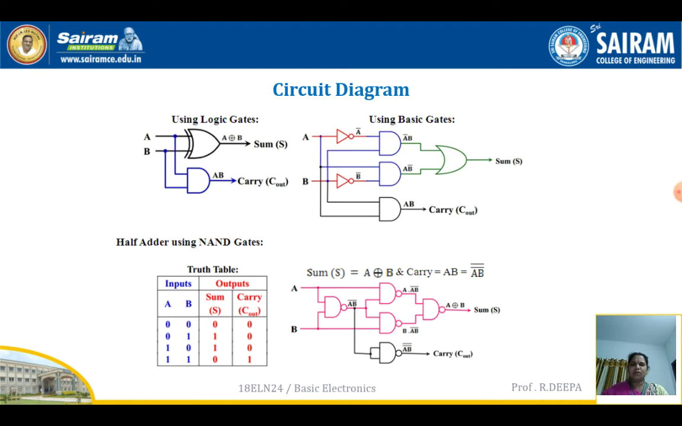That is, I can implement the same logic circuit we saw in the last video, the implementation of the XOR gate using the NAND universal gate. We have used the same circuit and drawn it in pink color. For the carry it is AB, and this AB can be written as AB double bar. That can be done with the help of a NAND gate by giving the same input to both the input points. So the output will be AB.